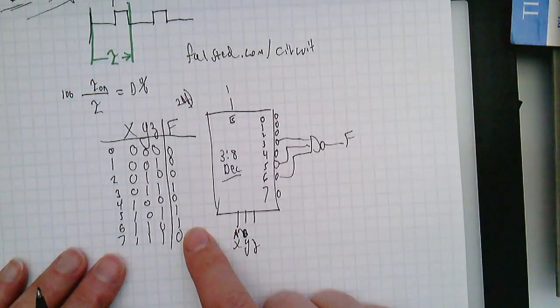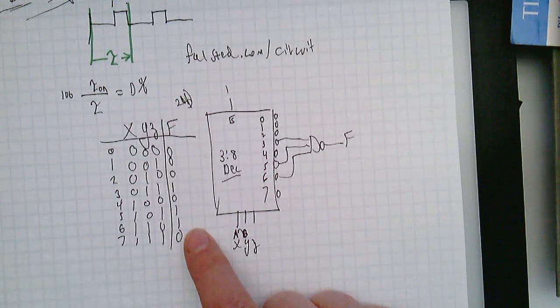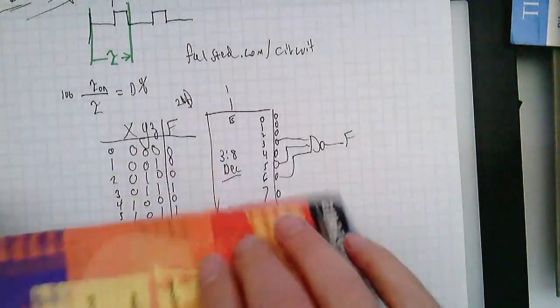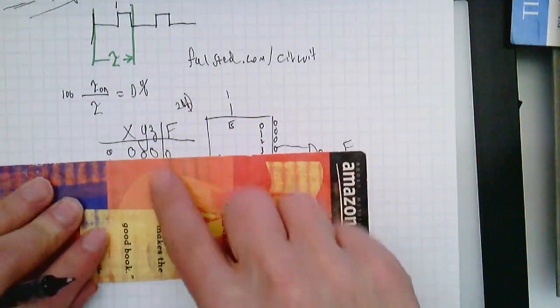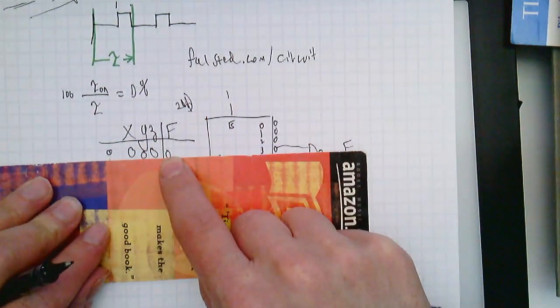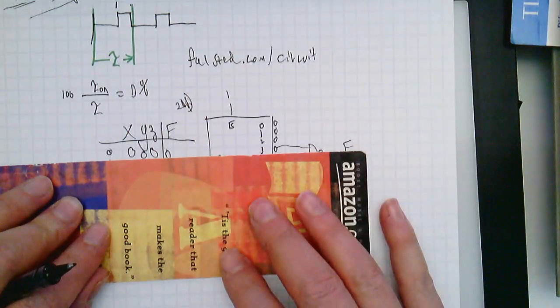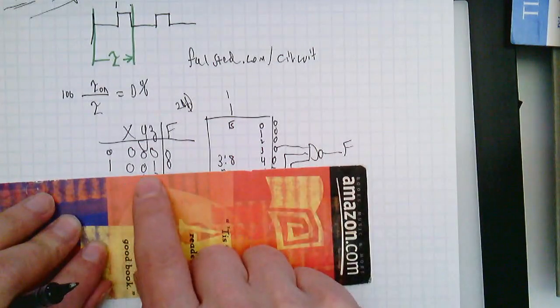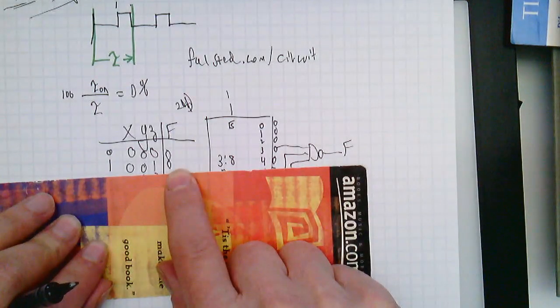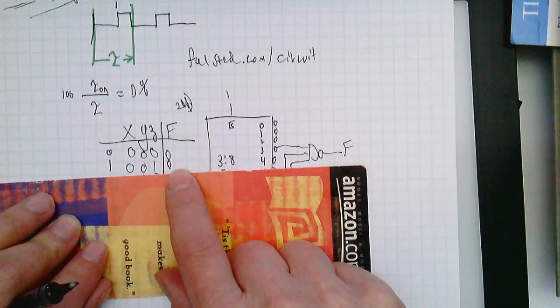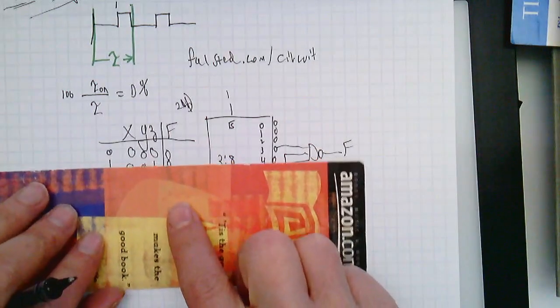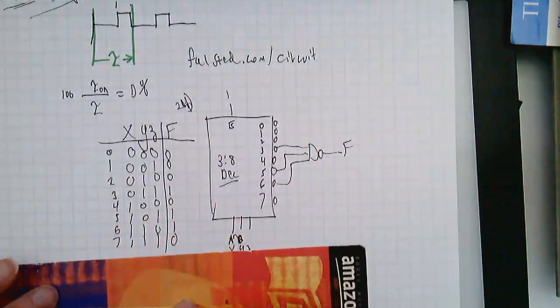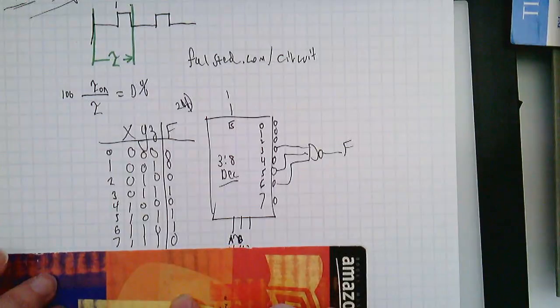F will be a 1 when all 3 inputs are 0. Here, all 3 inputs are 0. F is not a 1, so we know that's not true. The next one says 2 out of 3 inputs are 0. Well, this says 2 out of 3 inputs 0, and F is still not a 1. So that is not true. Then it says if no input is logical 0, the output will be a 1. Well, here, no input is logical 0.